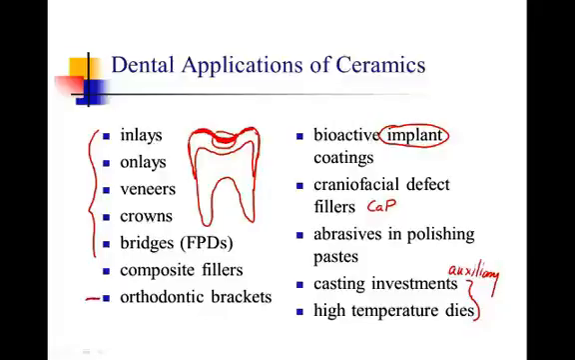High temperature die similarly is a ceramic in the shape of a tooth that can then have a crown or bridge built on top of it, and that can be placed in the furnace and taken to high temperature without melting.